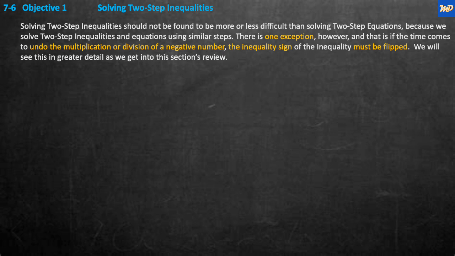Objective 1. Solving two-step inequalities. Solving two-step inequalities should not be found to be more or less difficult than solving two-step equations, because we solve two-step inequalities and equations using similar steps. There is one exception, however, and that is if the time comes to undo the multiplication or division of a negative number, the inequality sign of the inequality must be flipped. We will see this in greater detail as we get into this section's review.